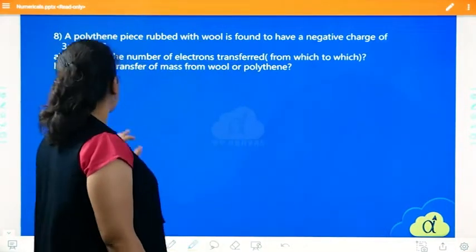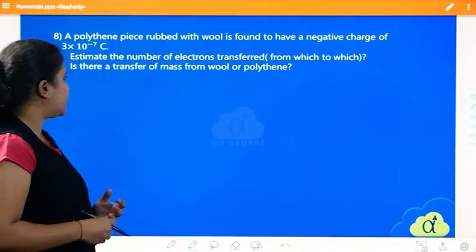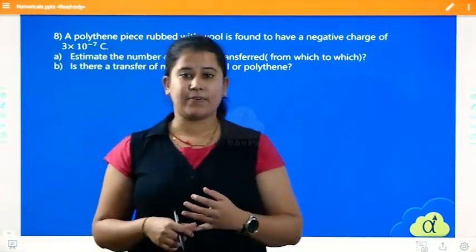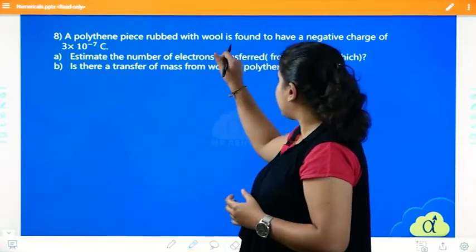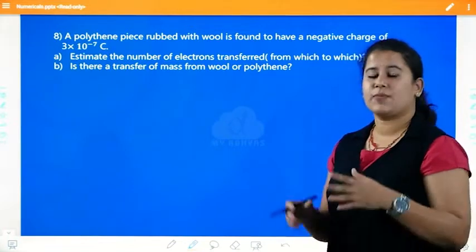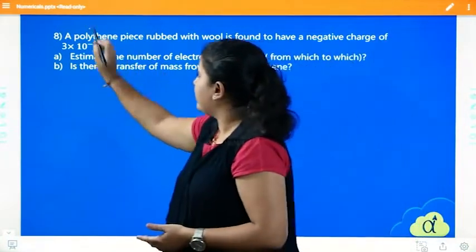Okay, so coming to the question: a polythene piece is rubbed with wool. So there is a polythene piece and it is rubbed with wool. As it is rubbed with wool, it is found to have a negative charge. So the polythene piece is negative.